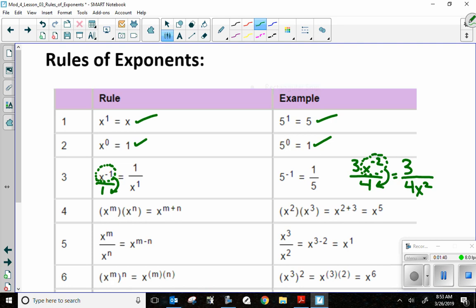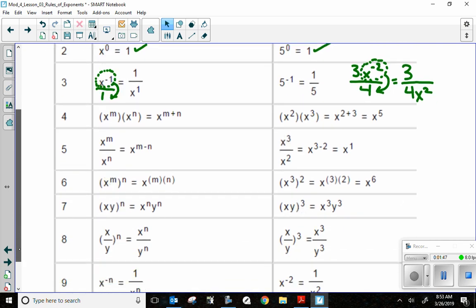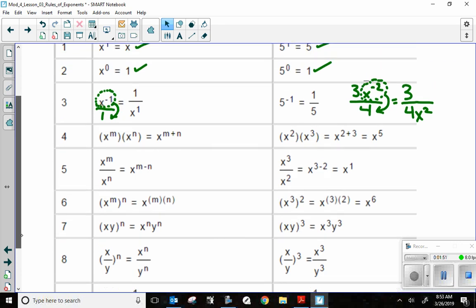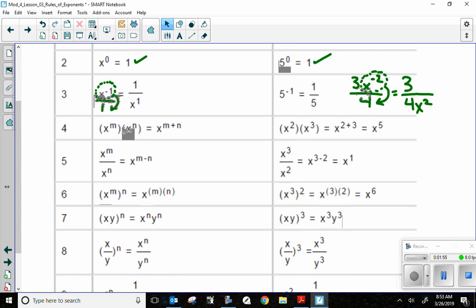Now, 4, 5, 6, let me see here, 7, 8, okay, 9 is sort of repetitive for what we just did. Anyways, these next few are just algebra. So you see, if I'm multiplying two common bases and they have exponents, I add the exponents. Okay, that's number 4. So I have x to the 2 times x to the 3. I add the exponents, and it becomes x to the 5. Simple.